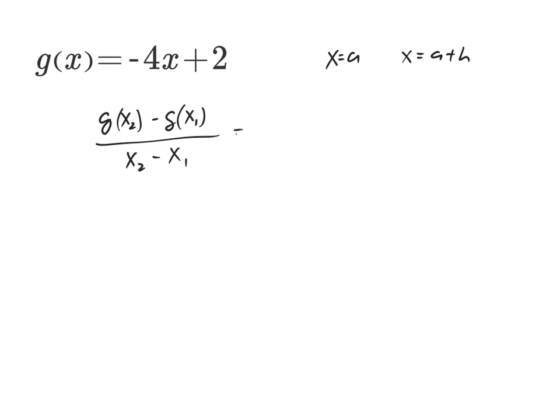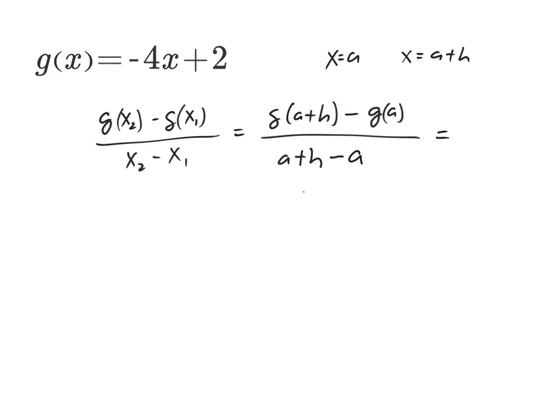So in this case, we're going to get g of my second point, which is going to be this one right here. So a plus h, minus my first point, which is going to be this guy right here. So that's going to be g of a. Now all over x2. Once again, x2 is this one right here. So x2, which is a plus h, and then minus this one right here, which is going to be minus a.